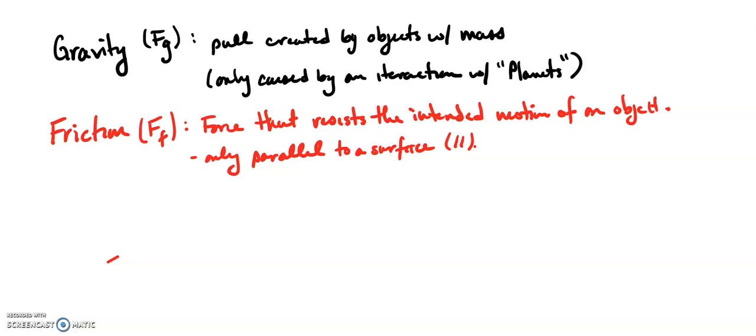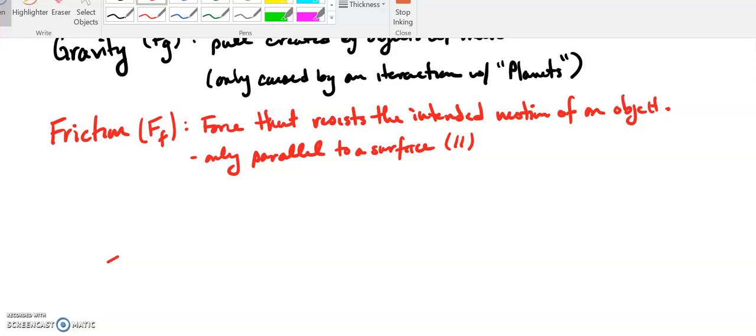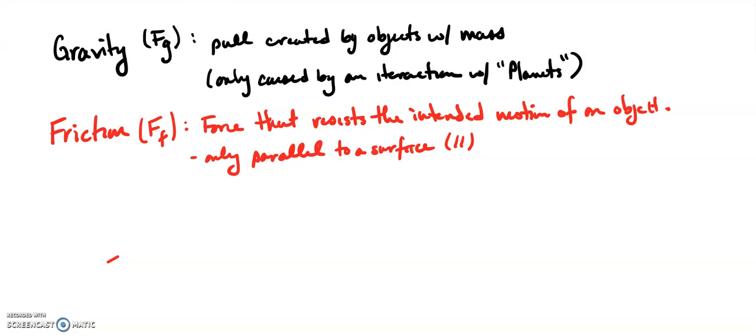People often think friction only slows down. No, friction can also speed up. It's why cars work on the road and they don't work on ice, because friction is what makes cars move. All right? So friction is a very fascinating thing.